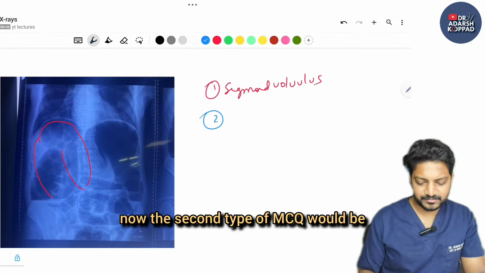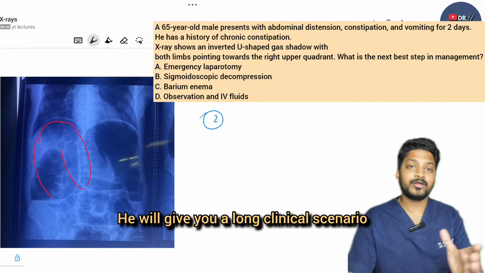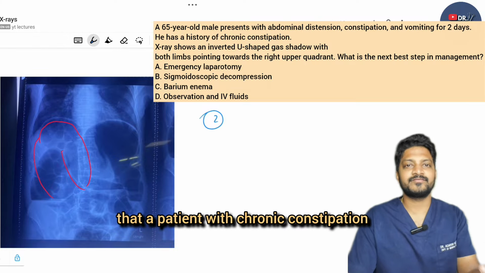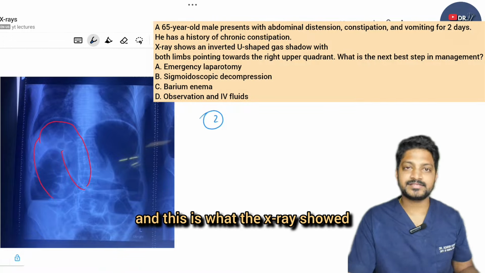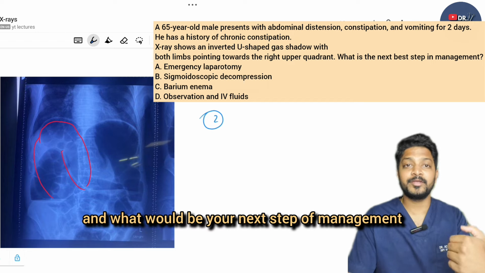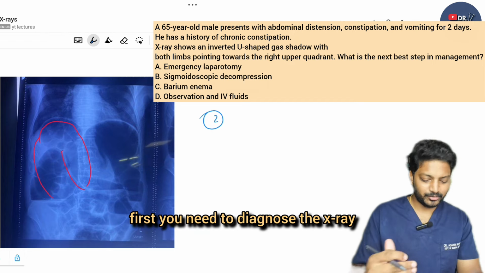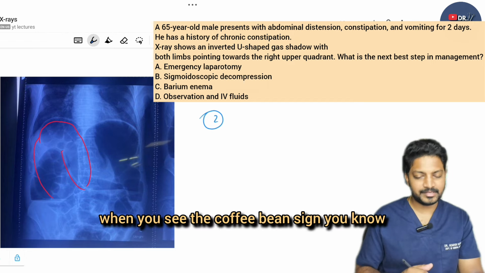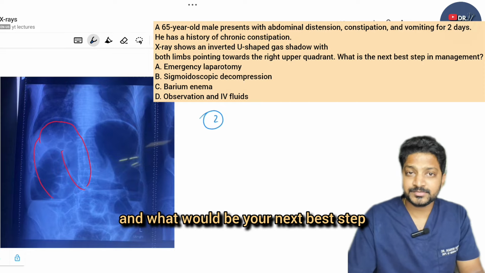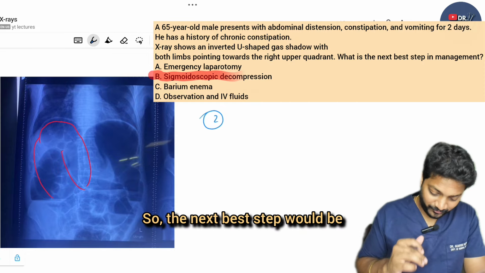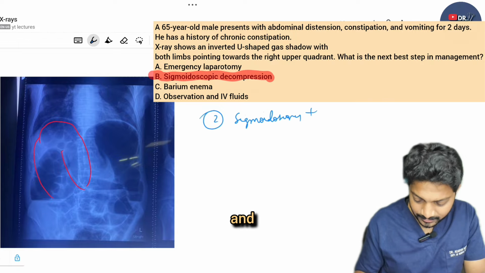Now the second type of MCQ would be, he'll give you a long clinical scenario that a patient with chronic constipation came to your OPD. You got an X-ray and this is what the X-ray showed. What would be your next step of management? First, you need to diagnose the X-ray. When you see the coffee bean sign, you know it's a sigmoid volvulus. And what would be your next best step? So the next best step would be sigmoidoscopy and derotation.